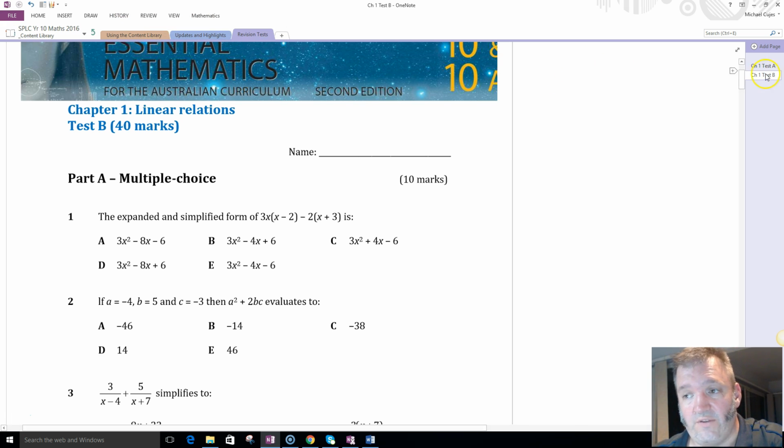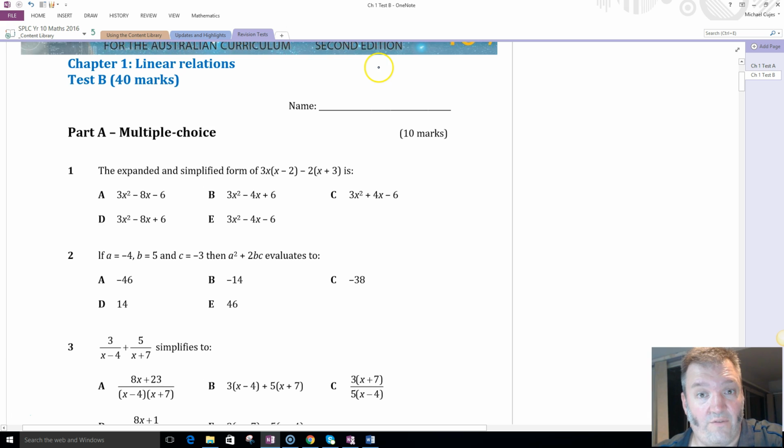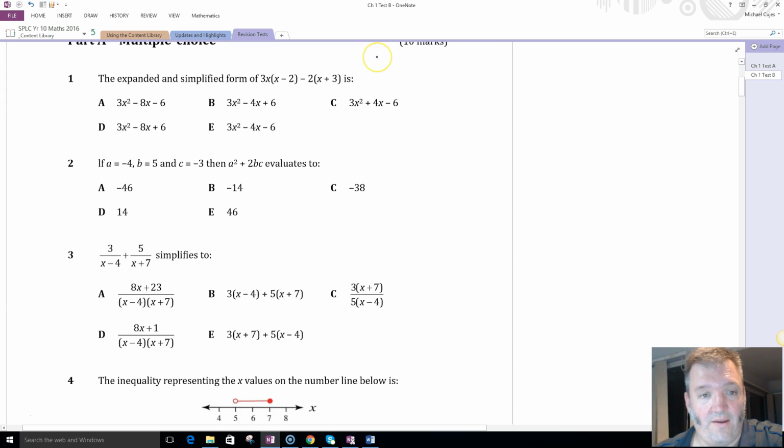Whichever test you did first, whether it was A or B, grab a copy of the second one. You can ask me or I'll put them here in the OneNote file and then have a go at the other one and then check your answers again. That way you've got a chance to practice and learn from your mistakes, which is what it's all about.